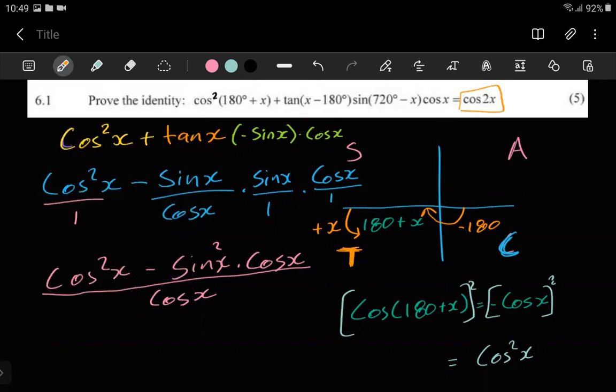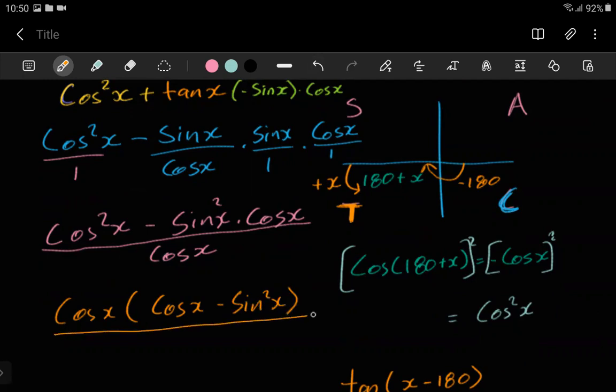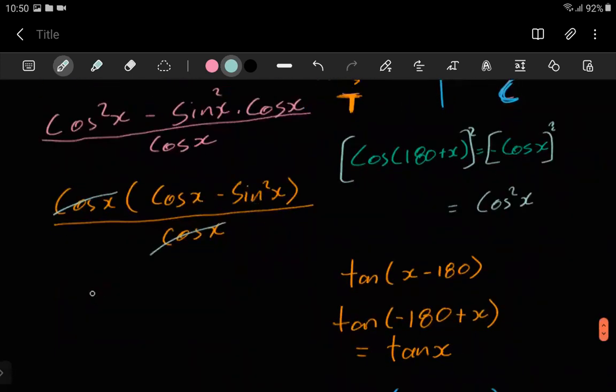Things may seem like they're not looking up, but we can take out a cos as a common factor here. If cos comes out, you're going to have cos x minus sine squared x, the whole thing over cos x. So this cancels this, but at the same time, it still doesn't look like it's going to do what we want it to do, unless we finesse it a bit.